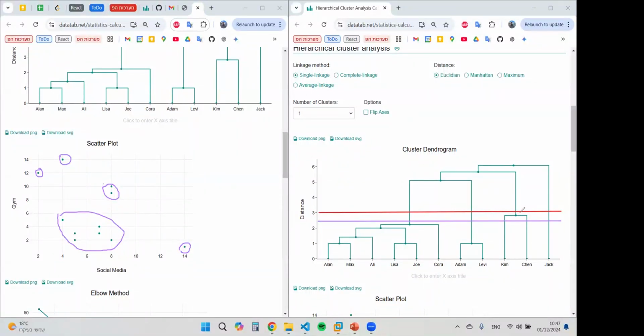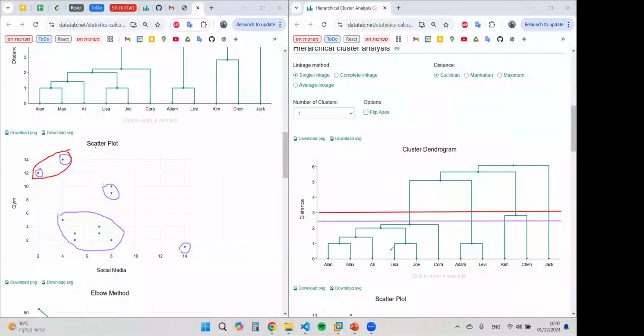Now let's see the red one. Let's see what Adar chose. Adar said, as you can see, they're still connected beneath the red line. So Kim and Chen are together. This is Chen and this is Kim. So this is the difference between the clusters. Okay? Everyone understood it? Yes, I can see people nodding their heads.